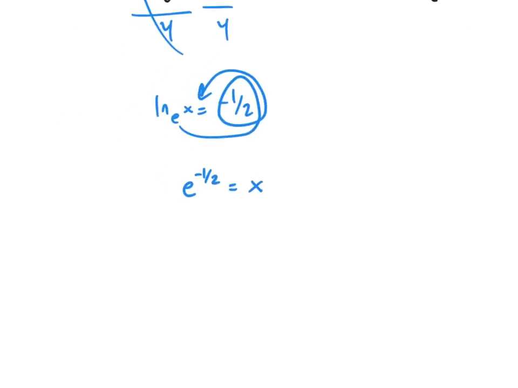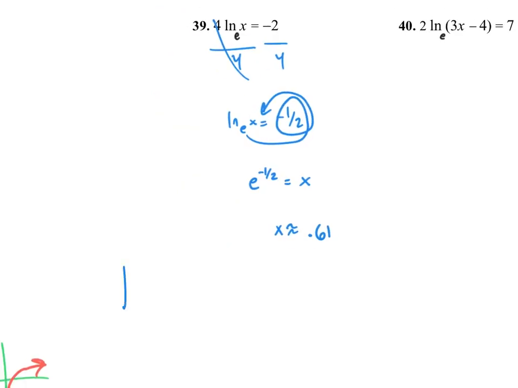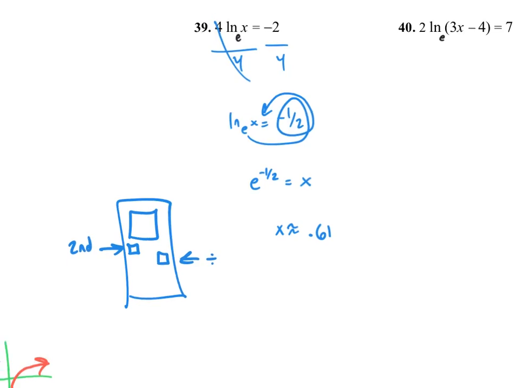A lot of times we'll leave our answer just like that. This is asking us, though, to find it as a decimal. So that would be x is approximately 0.61. And remember on your calculator, the e is above the division button. So you have to hit second, division button to get the e. And then you can raise it to the -1/2 power.